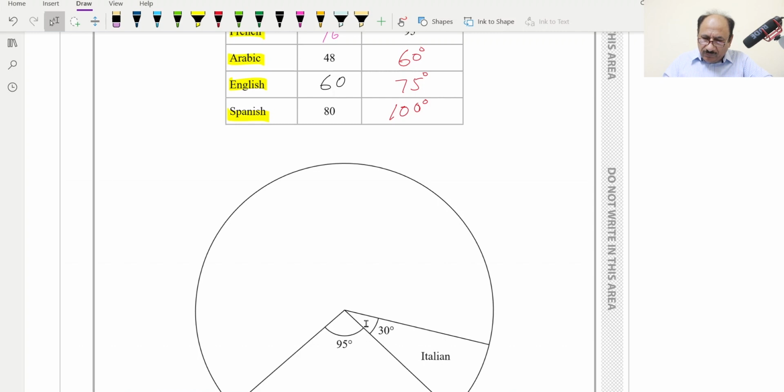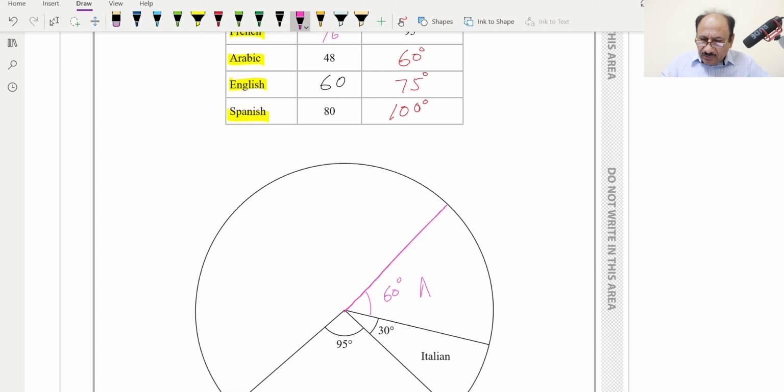So this will be 60 degrees. We can draw it roughly like this. You will be accurately checking the angle with a protractor, and this one you will have to indicate as 60 degrees. This will be Arabic.